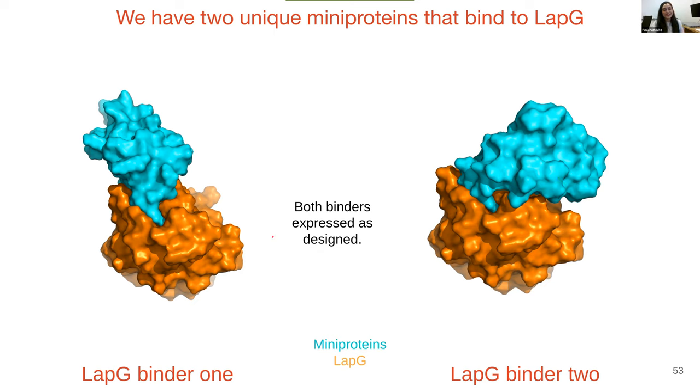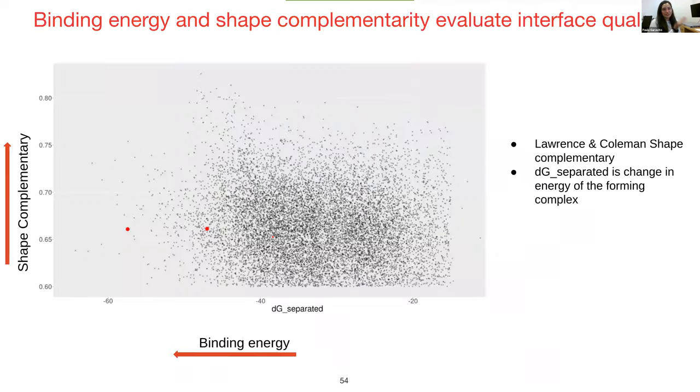And then as soon as I got all this data, we also wanted to, again, we didn't know how this was going to work and how the metrics were evaluating the designs. But now we'll show where they fall within the 12,000 designs. So these are the same graphs I showed earlier, but now you're actually seeing this is the first LabG binder, one, and this is two.